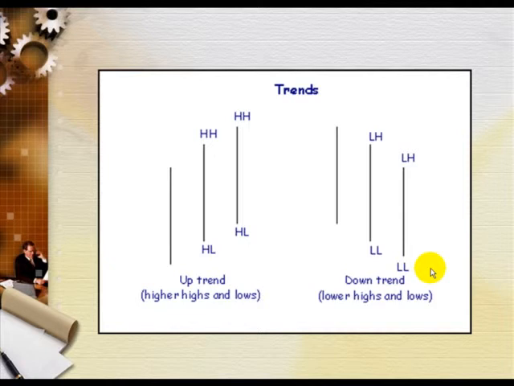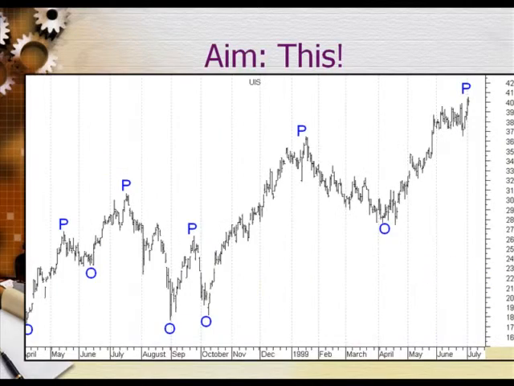Okay, why are we doing all of this? I mentioned previously what we're looking to do. We're looking to have high probability trades. We're looking to have good returns, low risk. Well, actually, what we're trying to do with any particular stock is this. We're trying to get in here where all the O's are, and we're trying to get out here. We want to sell at the P's, and we want to buy at the O's.